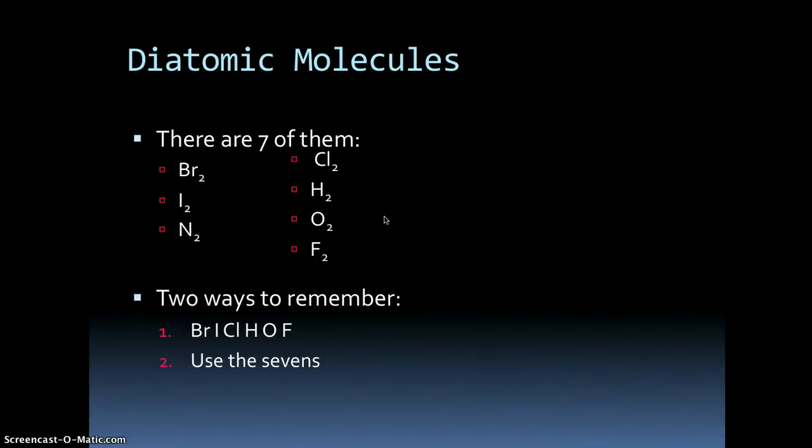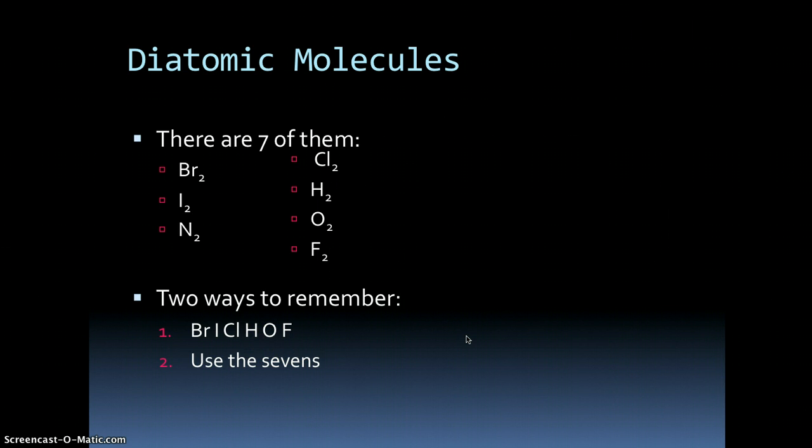Okay? Now there are 2 ways to remember these guys. The first one is called Brinkelhoff. And so if you arrange your element symbols like this, it spells out the word Brinkelhoff, and sometimes they're called the Brinkelhoff family. So the bromine, iodine, chlorine, hydrogen, oxygen, fluorine.